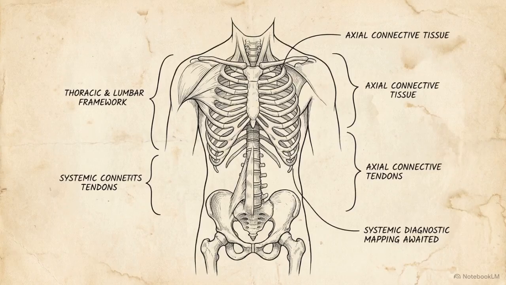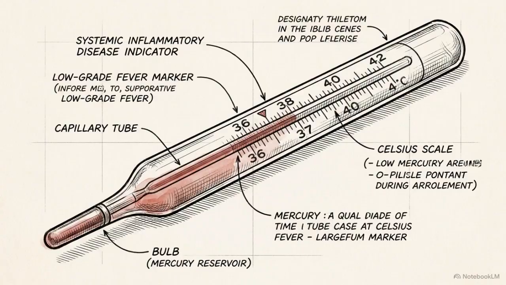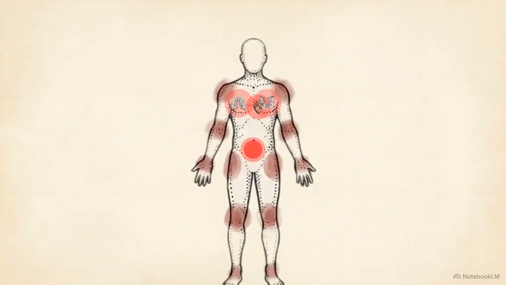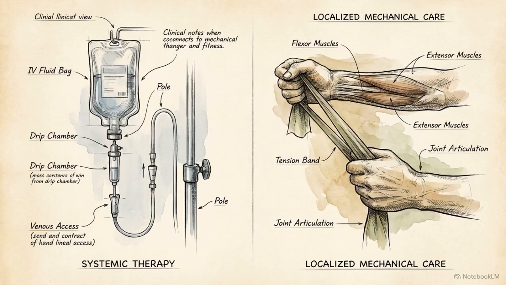The history must also capture extra-articular cues. Symptoms like extreme fatigue, loss of appetite, and low-grade fevers indicate disease activity across multiple organ systems, extending well beyond the primary articular complaint. Identifying these specific markers in the patient history dictates the entire therapeutic trajectory, deciding whether the patient requires systemic immunosuppressive therapy or localized mechanical care.